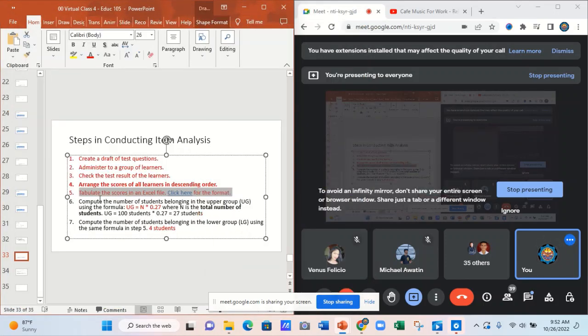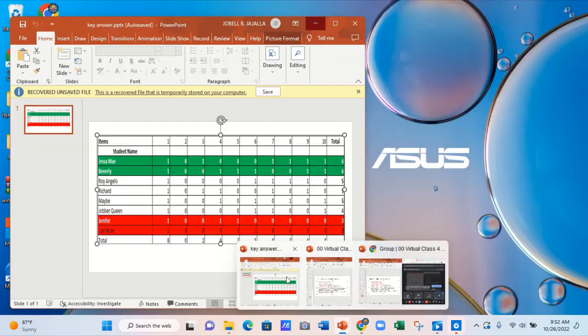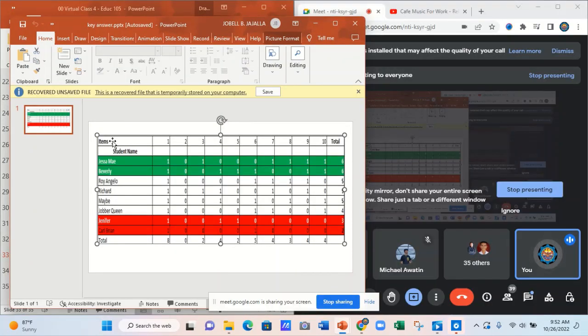Now, after tabulating the scores, balik ta. So, mao ni there is a column, this is for the items. And then there is a row, kani siya column siya sa student name. So, mao ni siya ang mga names sa students.